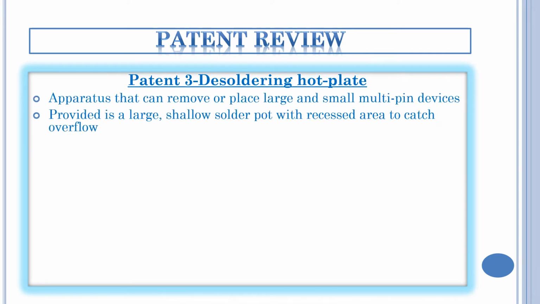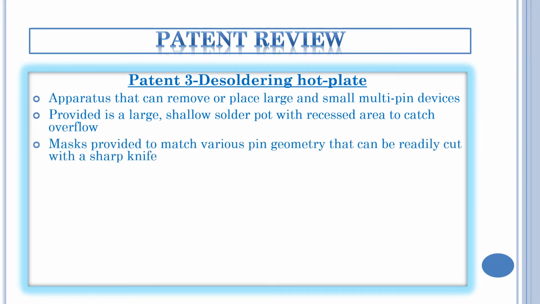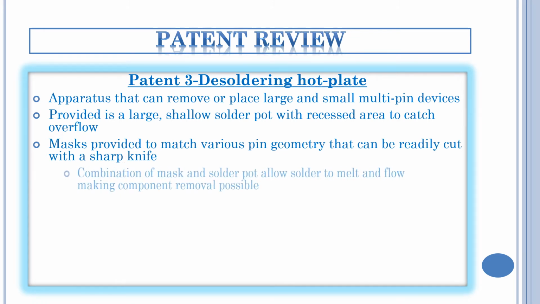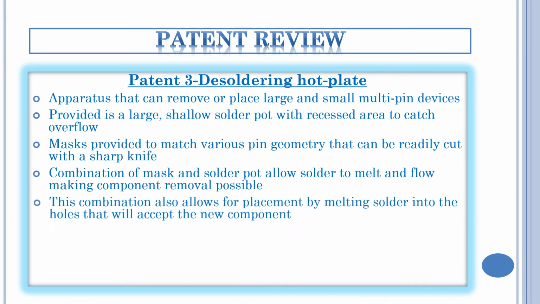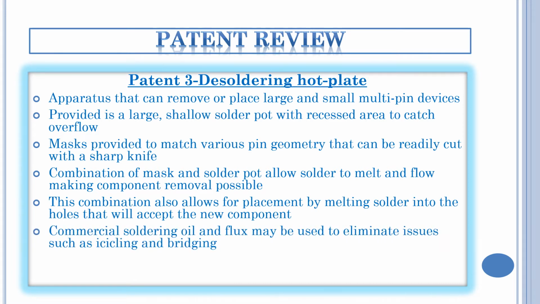A large area, shallow solder pot is provided that has the ability to catch overflow. Masks are provided to be attached to the bottom side of a PCB to expose the pins of the device to be removed. This is then placed on top of the solder pot to melt the solder. The device is removed, and to replace it, solder is melted into the free holes, and the new device is attached. Problems such as icicling and bridging can be eliminated by using commercial soldering oil and flux.